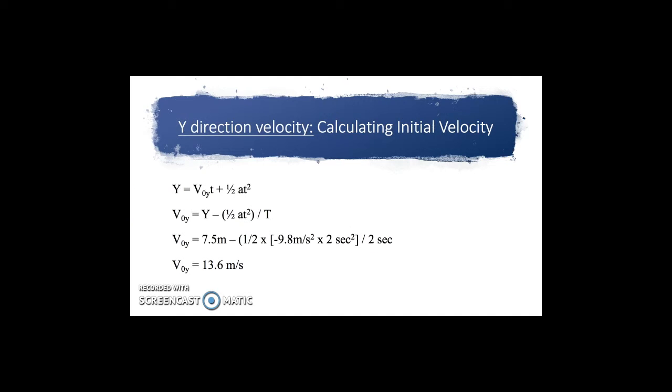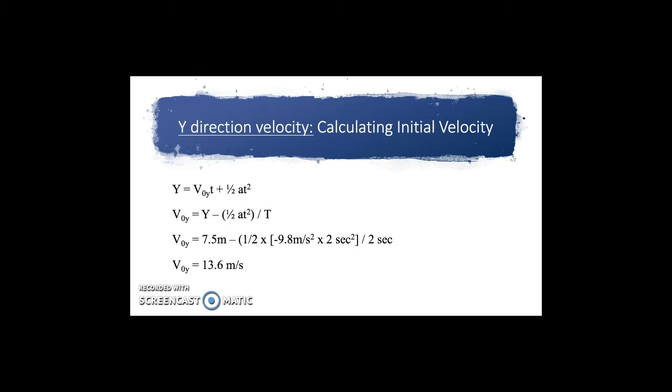So we started with the y direction, and looking at our equation, we needed to rearrange it in order to have it set up to give us the value of v initial. So how that ended up looking is v initial is equal to displacement minus 1/2 acceleration times time squared, over time. So we took all of our values from the y direction and plugged them into that equation, and ended up with an initial velocity in the y direction being equal to 13.6 meters per second.